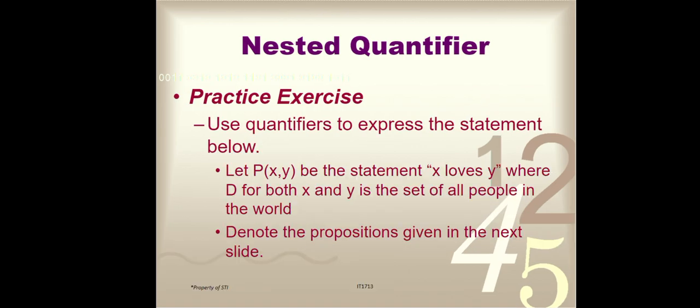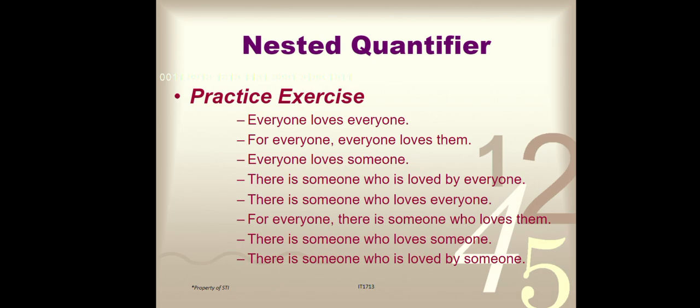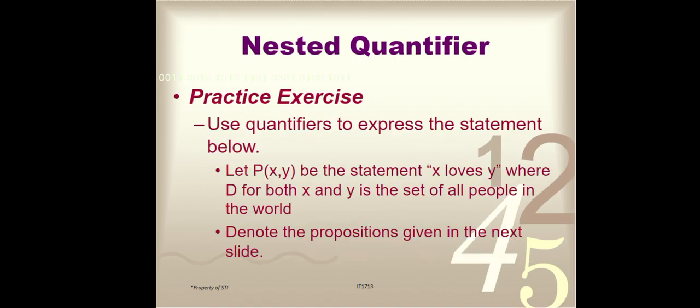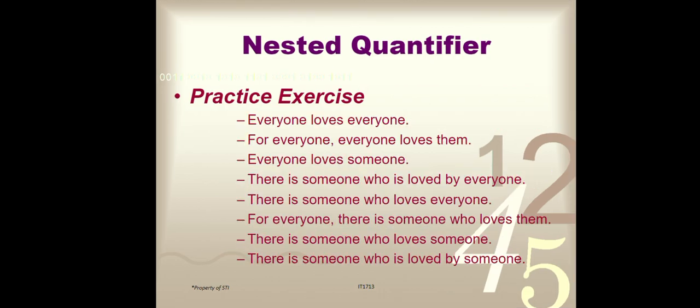Now, another one. Use quantifiers to express the statements below. Let P(x,y) be the statement x loves y, where the domain for both x and y is the set of all people in the world. Denote the propositions given in the next slide. So what if we have an English phrase? What is it in symbols? First, everyone loves everyone. Take note, our statement P(x,y) is x loves y, and our domain is all people in the world. So, that would be for all x, for all y, P(x,y).